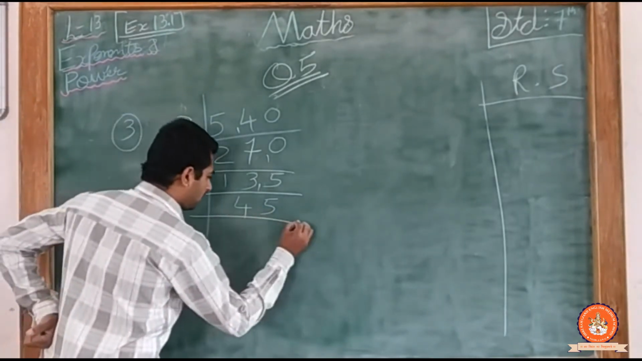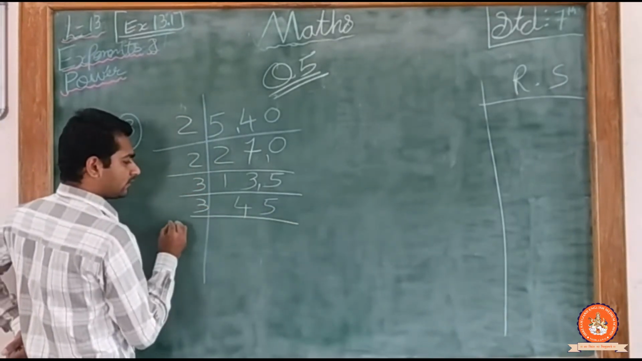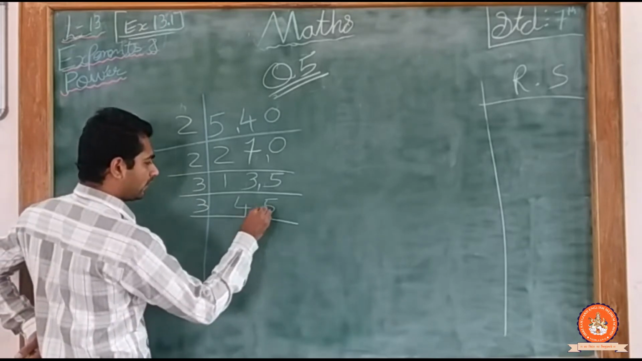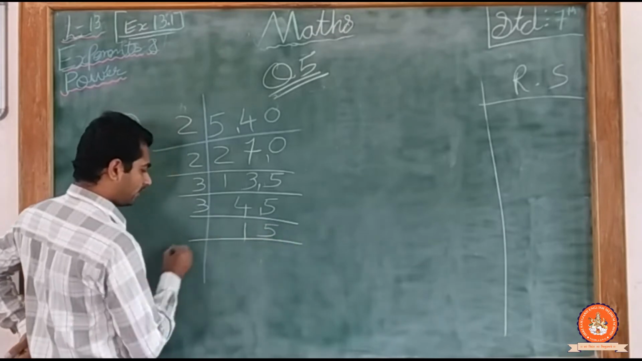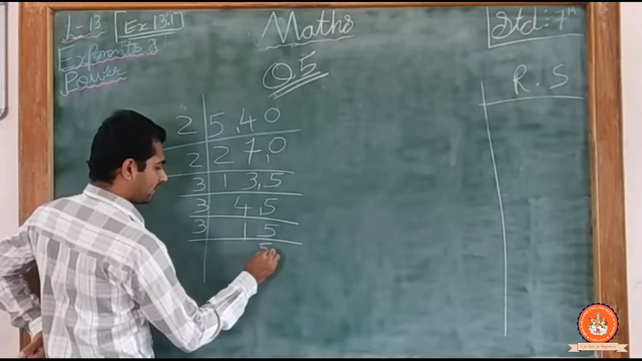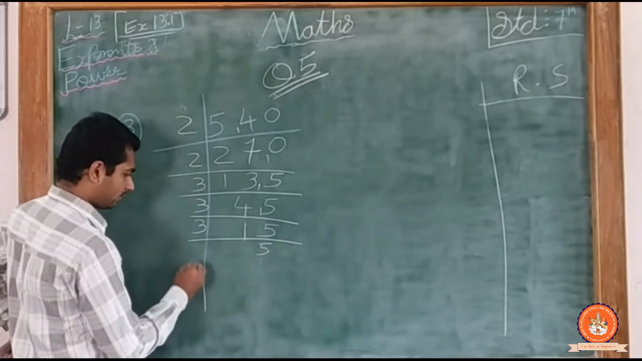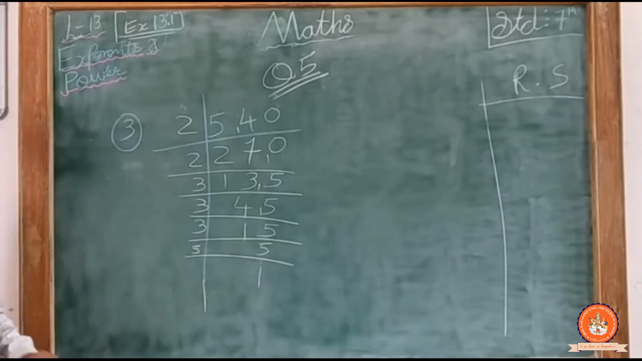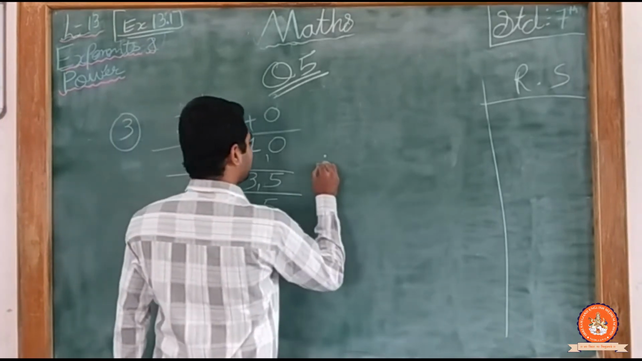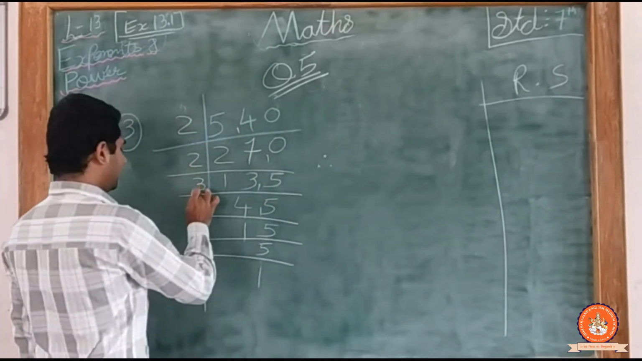Clear? Now again dividing by 3. 3 1s are 3 and 1 here was 4. 3 5s are 15. Again 3 5s are 15. 5 1s are 5. That's solved. Now write the answer. That is 2, 3 and 5.